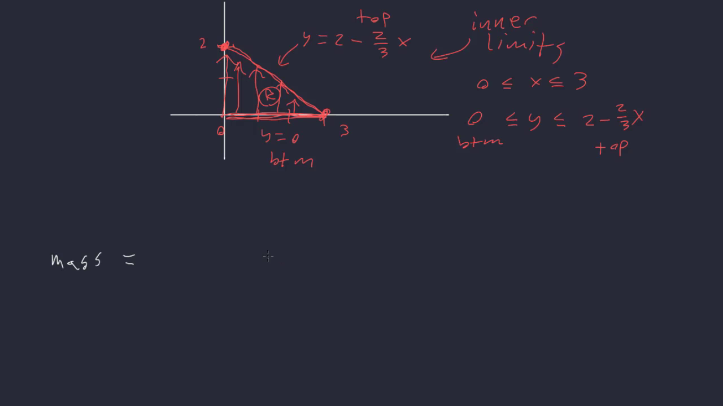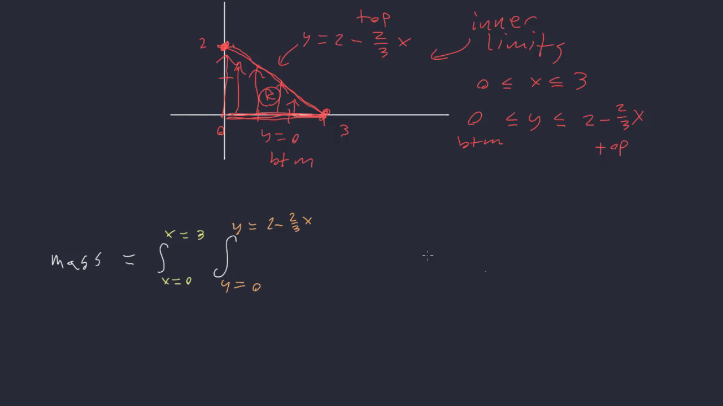Okay, and when we put this all together, we're going to have the following limits. We're going to have x going from 0 to 3, y going from 0 to 2 minus 2/3 x.